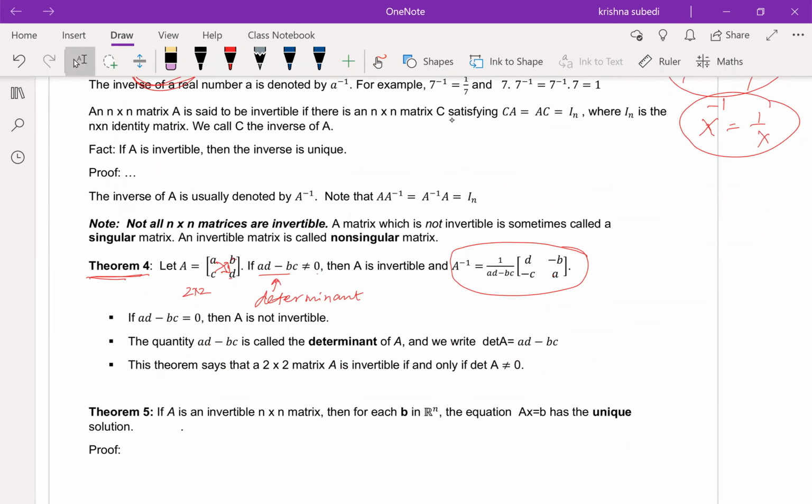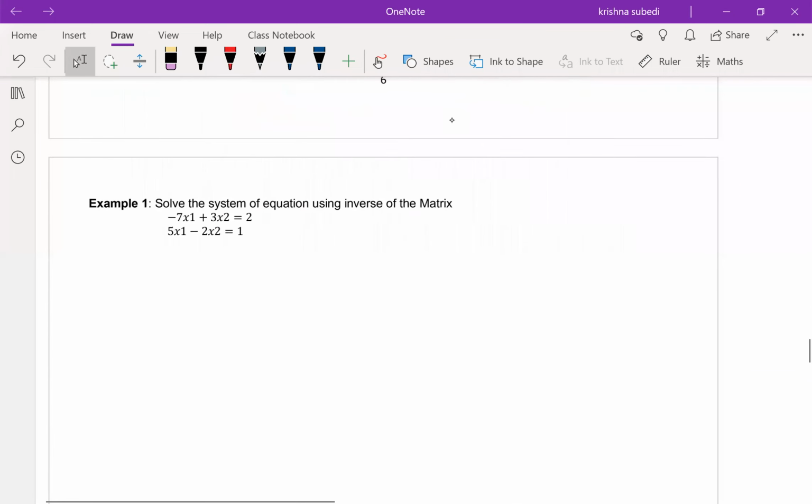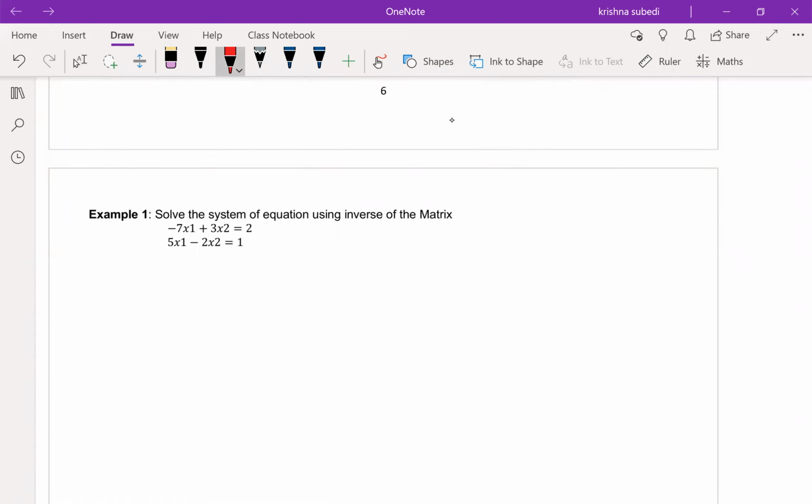Now let us look at one simple example. Solve the system of equations using the inverse of the matrix. Okay, let us do this problem. First of all, we want to write this system. You can do this by the high school method. I trust that all of you know how to do it. But here the question is, we want to use the inverse. Okay, using the inverse of a matrix, we're going to solve it.